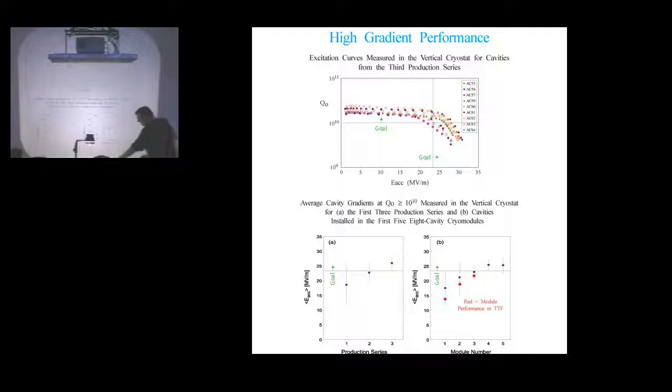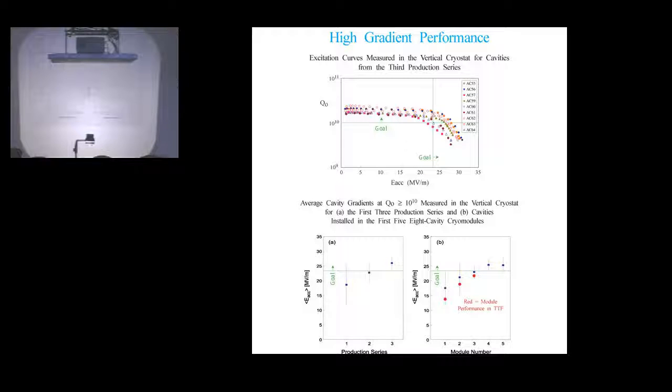And then the bottom part just shows this gradient as a function of their production series. They started with the original TTF about 5 or 7 years ago, and they've improved since then. Sort of the bottom line performance, though, is they put 8 of these in this cryo module, and they run it with beam, and these are the red dots here.